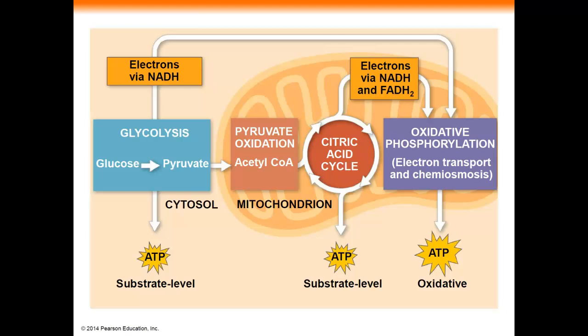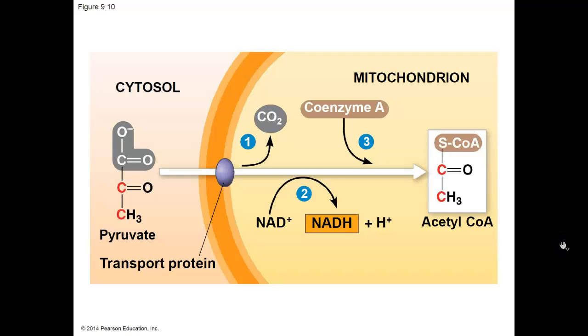Returning to aerobic respiration with oxygen, we now will pick up where we left off with our pyruvate. The pyruvate will be oxidized during pyruvate oxidation. During this step, the products of glycolysis in the cytosol are entering the mitochondria. A carbon dioxide is released. Coenzyme A is used to produce acetyl-CoA, which will be used in the citric acid cycle.